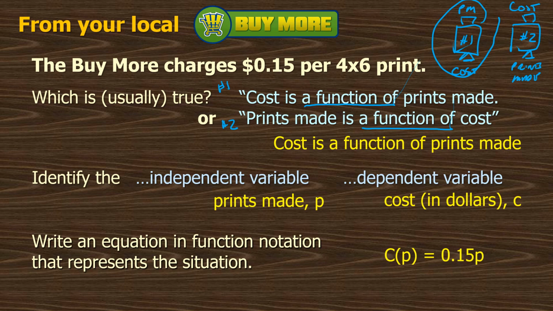Then I just need to have some expression right here where I use the value of P to come up with an overall cost. And since literally it's 15 cents per print, well, there's my 15 cents per print times the number of prints. Technically, you cross them out, and you're left with cents as your overall unit, and that's why it's C of P. And that is an example of function notation for a very simple example.